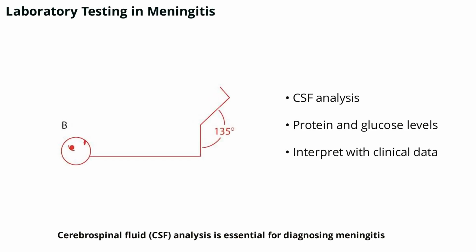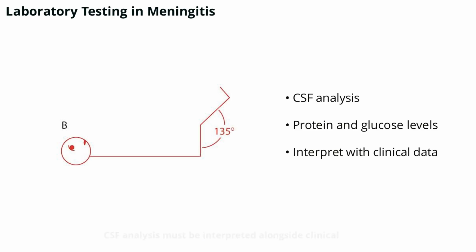Cerebrospinal fluid (CSF) analysis is essential for diagnosing meningitis. Elevated protein and low glucose levels in CSF suggest bacterial infection, but these findings can overlap with viral or fungal causes. Therefore, CSF analysis must be interpreted alongside clinical and other laboratory data for accurate diagnosis.